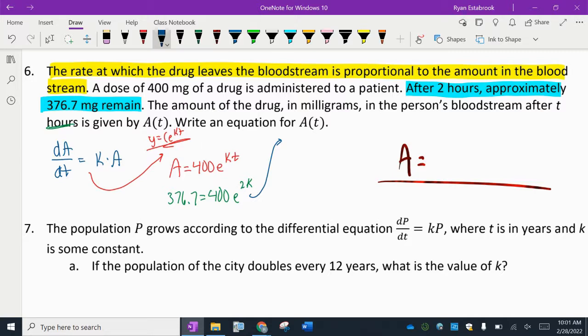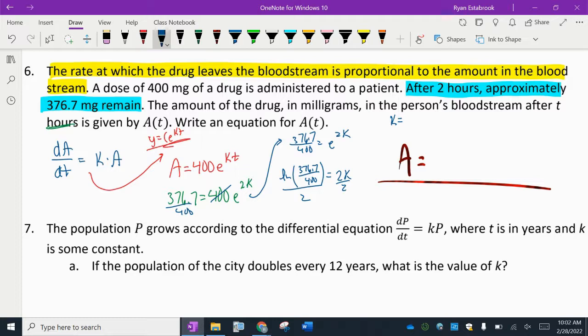Good news is T is supposed to be in hours. It says after 2 hours, so I don't need to worry about changing that into something else. Divide both sides by 400. 376.7 divided by 400 equals e to the 2k. Take the natural log of both sides. So the ln of that decimal, whatever 376.7 divided by 400 is, equals 2k. Take the natural log of that, divide both sides by 2, then we get the k value.